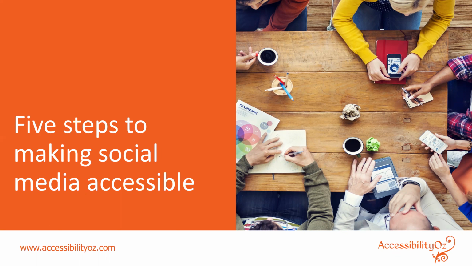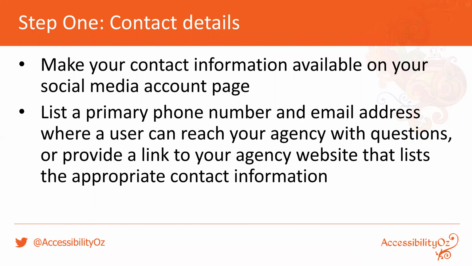So I'm going to talk briefly about the 5 steps to making social media accessible. The first step is adding contact details. So make sure your contact information is available on every social media account page that you have. And when I say contact information, I mean a primary phone number and an email address and a link to your website. You must have those 3 things.